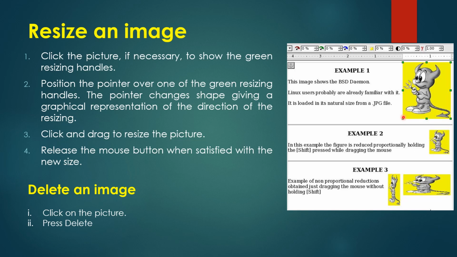Then according to that, your image size will be selected. Just like here you can see the image size is enlarged, but when you use the handlers and push them backward, the size of the image will be decreased. And this is the third example here. Now if you want to delete an image, you just have to select the image, then press the delete button.